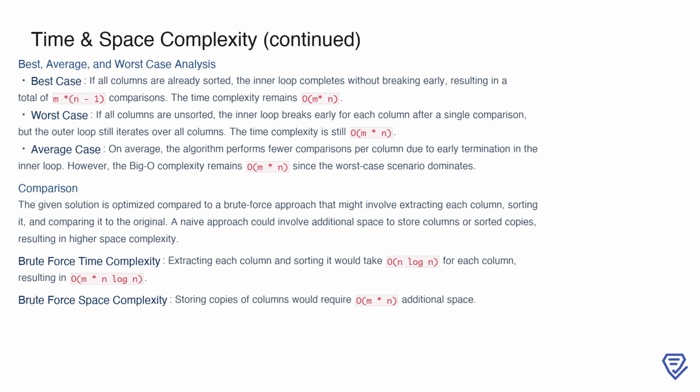Here, the inner loop completes its checks without breaking early, resulting in the full m*n comparisons, and the time complexity remains O(m*n). In the worst case, where all columns are unsorted, the inner loop exits early for every column after just one comparison. However, the outer loop still iterates over all columns, so the time complexity is still O(m*n). On average, the early termination in the inner loop reduces the number of comparisons per column, but the big O complexity remains O(m*n), since we always consider the worst case for big O analysis.